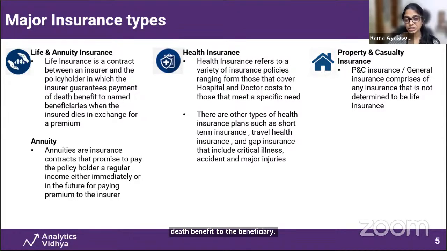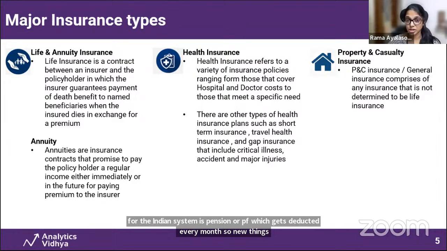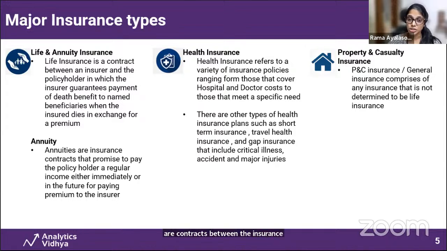Annuity is a word more often used in the US insurance system. A parallel you can draw for the Indian system is pension or PF, which gets deducted every month. Annuities are contracts between the insurance company and the insured that they'll pay out a certain amount at regular time intervals. Could be immediate, or it could be after a certain point in time, like a retirement or something like that.